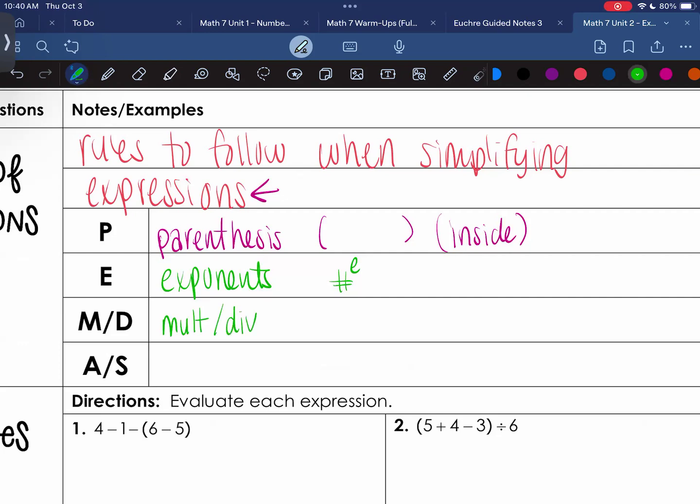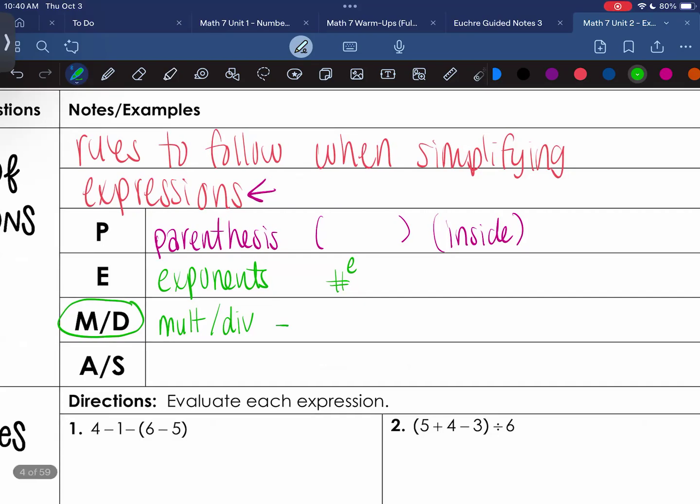Why are these written together? Think to yourself real quick, why are they written together and not separately? They're written together because you do whichever one comes first in your equation or your expression, right? So you solve them left to right. Same thing with addition and subtraction. You also solve them left to right.